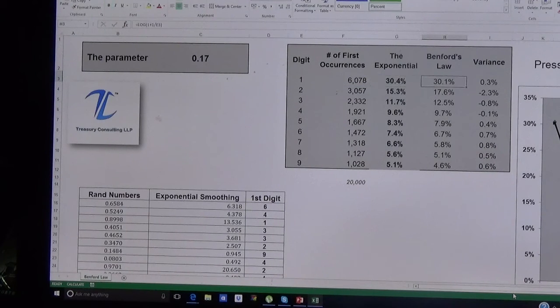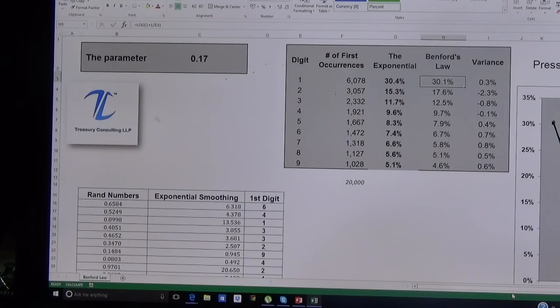So now here comes the Benford formula. The first digit should have come roughly 30.1%.